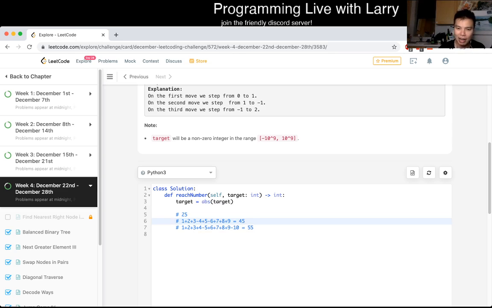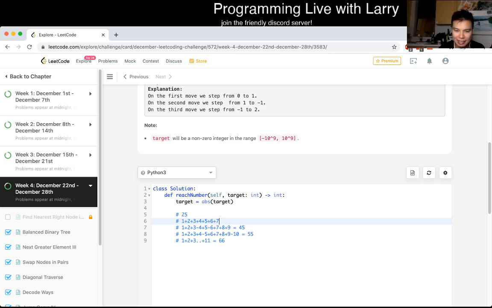Is it true that for... Now I'm trying to think whether it's true that any number after 45 is good, but I think that's not the case because of the parity. Because if you go all the way to 11, this is already 66, and 66 has a different parity than 25, meaning that you cannot get there, right? So now we're trying to find this minimal number with the same parity.